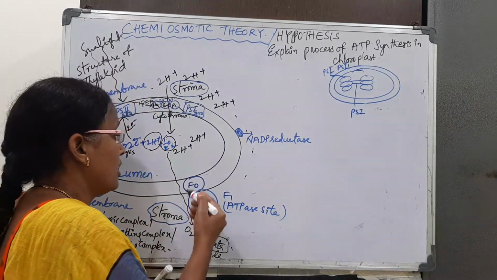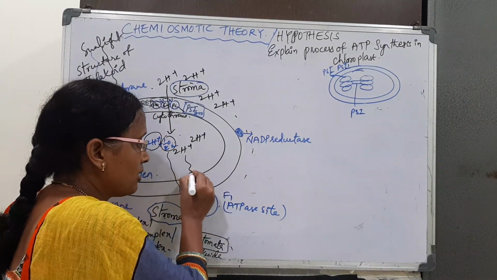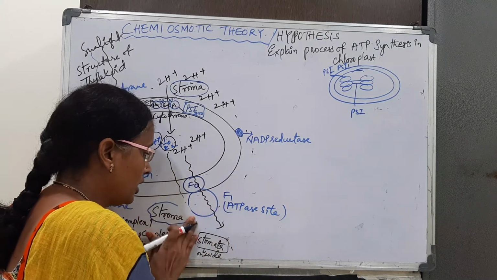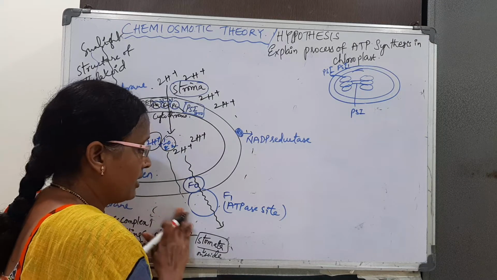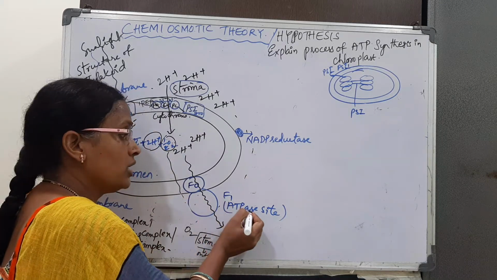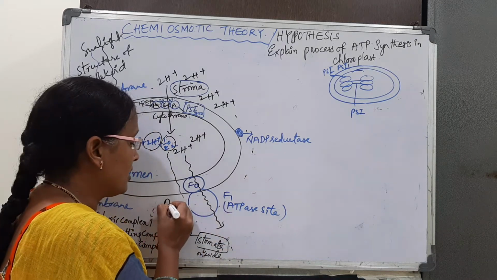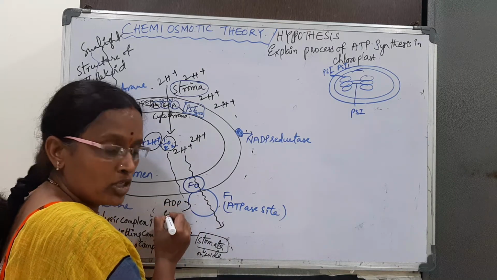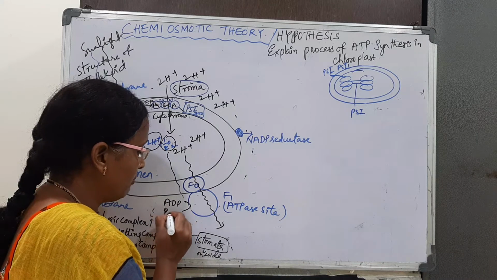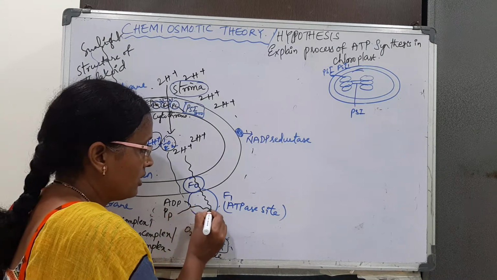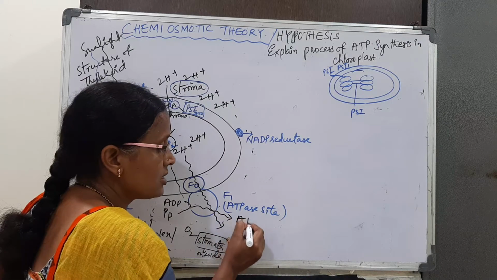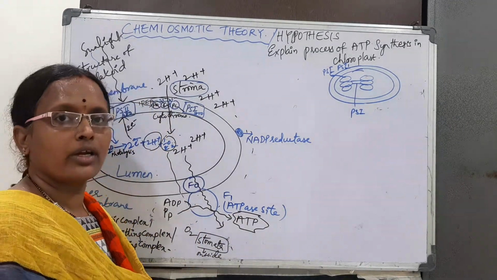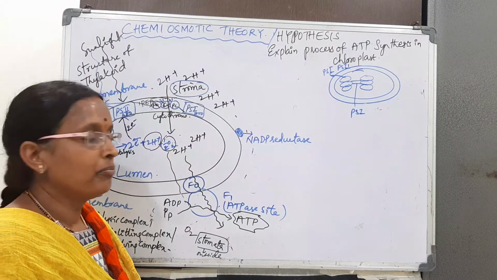When the protons are coming from higher energy to lower energy, using ATPase they combine ADP and inorganic phosphate. Here IP means inorganic phosphate. They combine both and synthesize ATP, adenosine triphosphate, our energy currency in the cell.